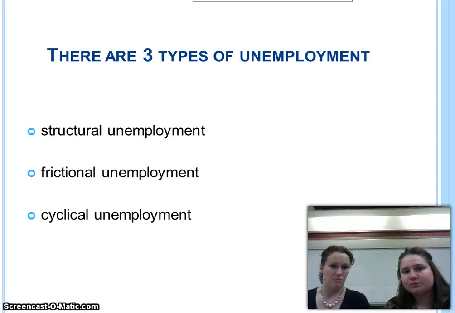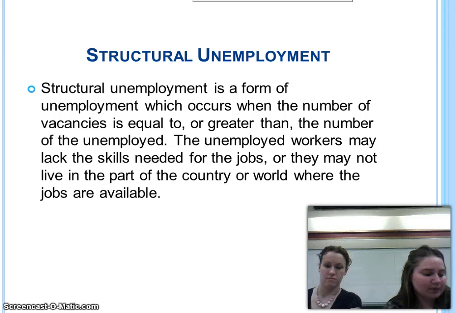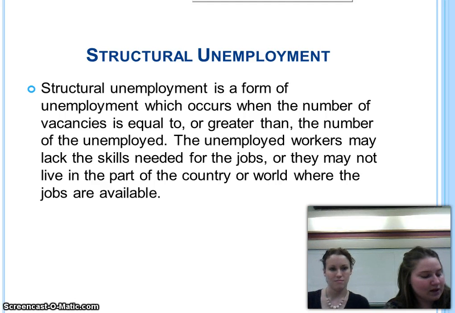There are three types of unemployment: structural unemployment, frictional unemployment, and statistical unemployment. Structural unemployment is a form of unemployment which occurs when the number of vacancies is equal to or greater than the number of unemployed. The unemployed workers may lack the skills needed for the jobs, or they may not live in the part of the country or world where the jobs are available.